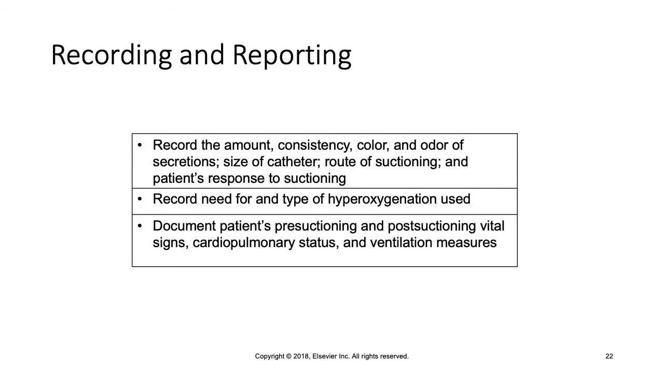Recording and reporting. You would record the amount of secretions, the consistency, the color, the odor, the size of the catheter that was used to suction, the route, the patient's response, and any hyperoxygenation that was used, if it was just pressing the button on the ventilator or using an ambu bag. Document the pre-suction and post-suction vital signs and focused respiratory assessment, the cardiopulmonary status, and any ventilation measures.